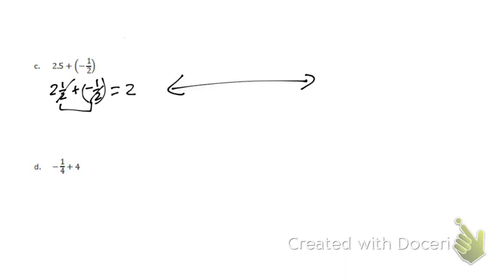Let's prove that on the number line real quick. We go forward 2.5. Then we go back half. So where do we end up? Back at 2, right? Good. Alright, D.